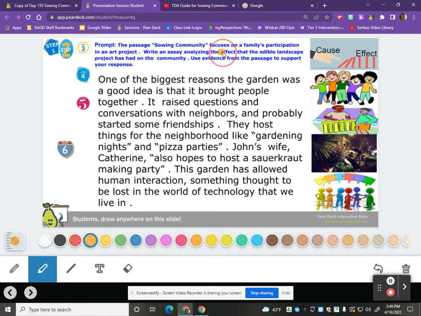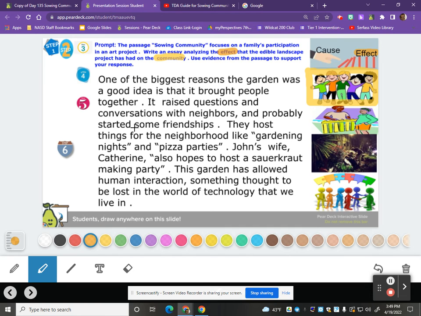Whoa. Looks like we got a highlight effect right there, right? And we're going to highlight effect right here. We got our cause and effect. Write an essay analyzing the effect that the edible landscape project has had on the community. And I'm looking at a community right here. So I'm going to highlight that yellow. And I'm going to put a yellow box around this community right here. There we go. Boom. Use evidence from the passage to support your response.